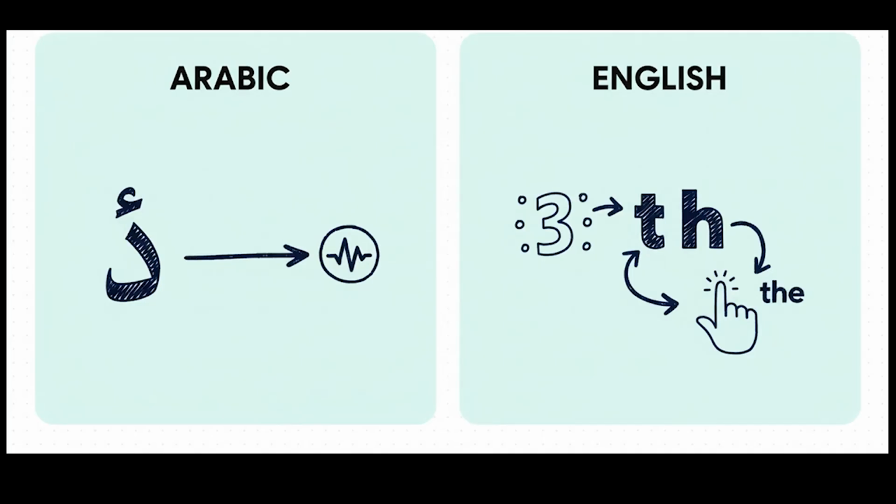And I have some fantastic news for you. Arabic is almost entirely phonetic. What does that mean? It means there's a one-to-one link between a letter and a sound.